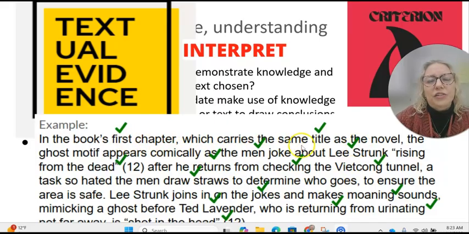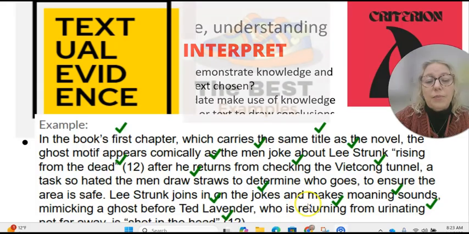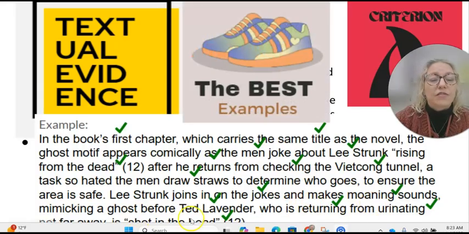Look at all the details here. First chapter, which carries the same title as the novel. Lee Strunk, not just a soldier, but who is it? Use the proper noun, their name. Rising from the dead, a short quotation can work as textual evidence, a specific detail as well. He was checking on the Viet Cong tunnel. Lee Strunk joins in on the jokes, makes moaning sounds, mimicking a ghost before Ted Lavender. Again, the proper noun, who is returning from urinating not far away, a shot in the head.